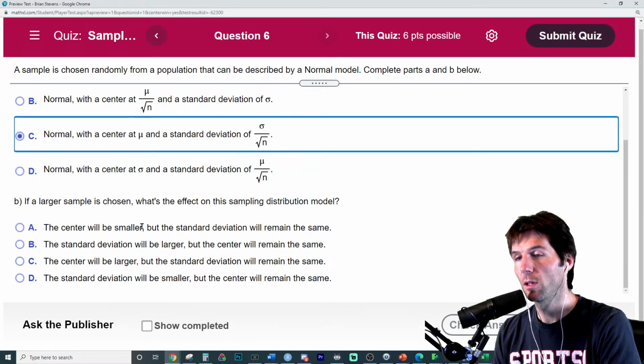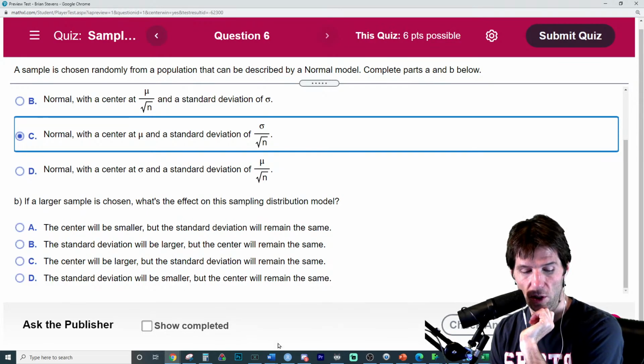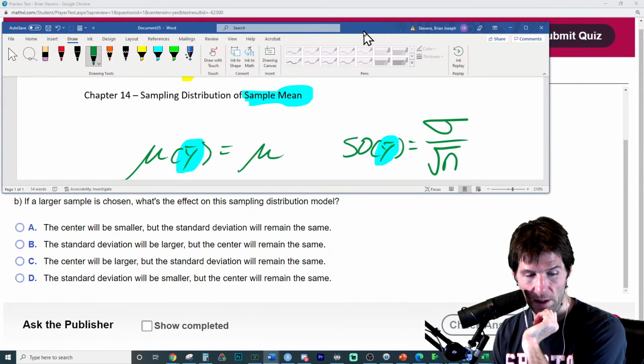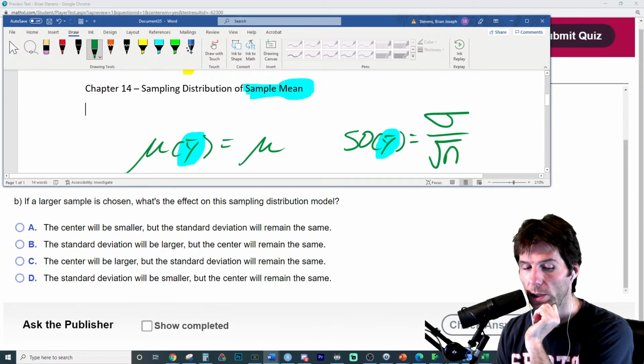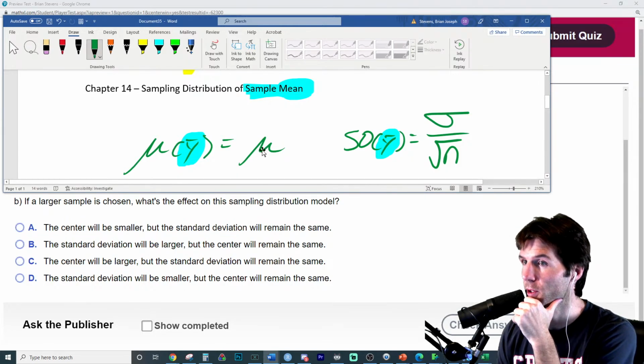If a larger sample size is chosen, what is the effect on the sampling distribution? So if you go to a larger sample size, what happens to the mean for the distribution?